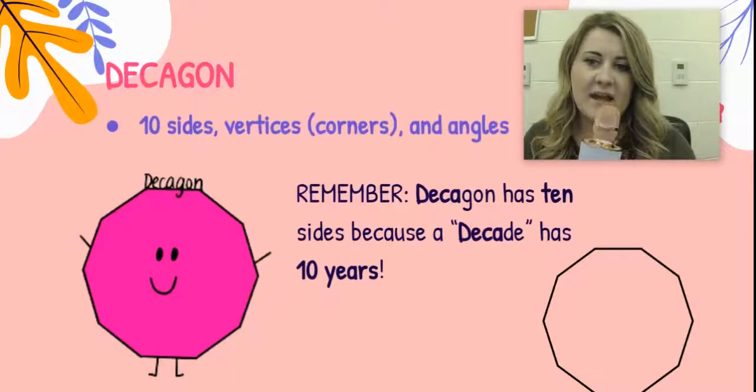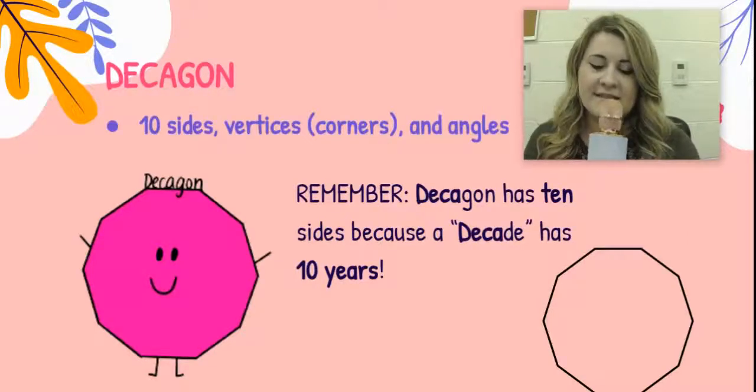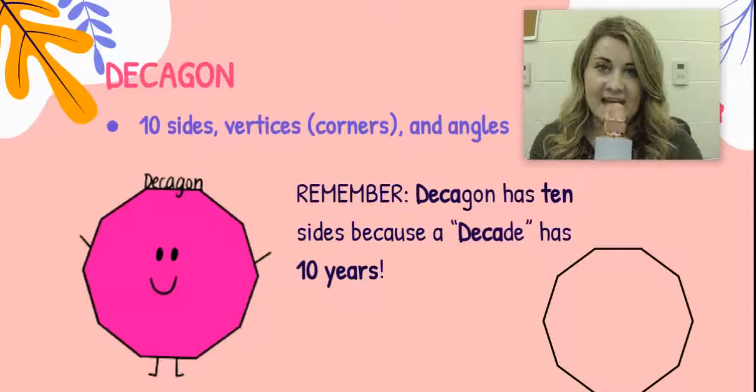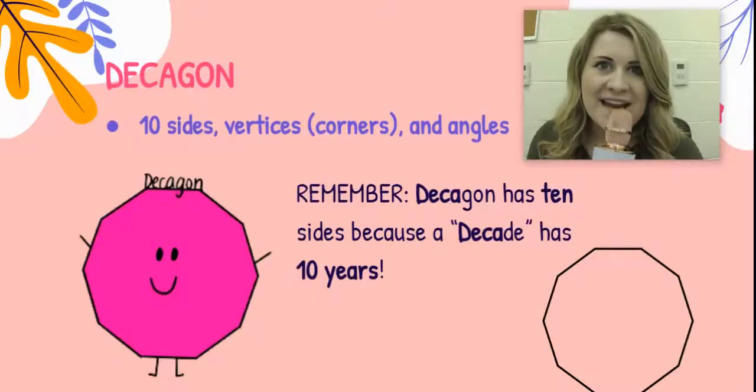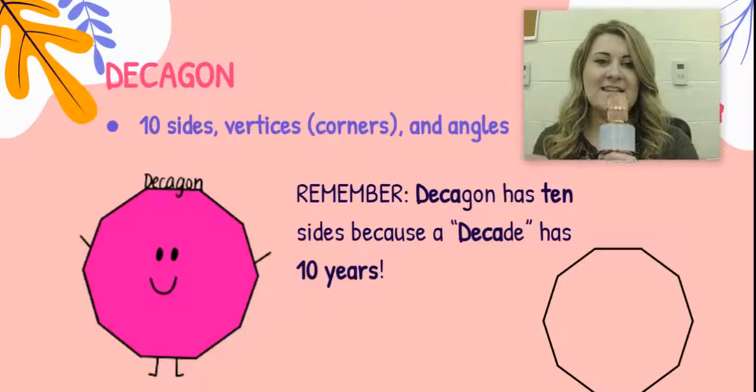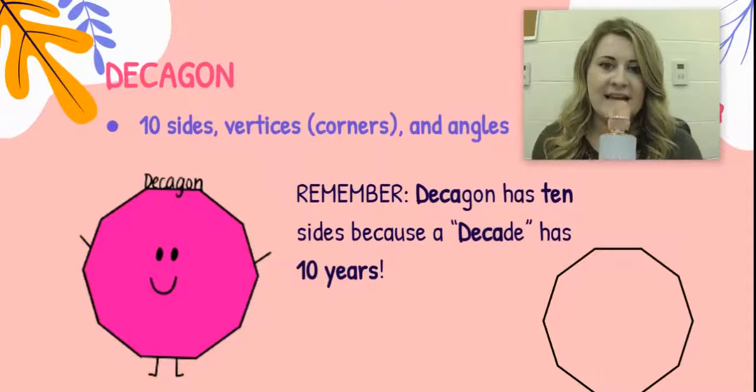And the decagon can be a little tricky to remember. This is how I remember it. A decade is 10 years. So if you are 10 years old, you are a decade. That is because the word deca means 10. So decagon is 10, okay? So deca means 10, decade is 10.